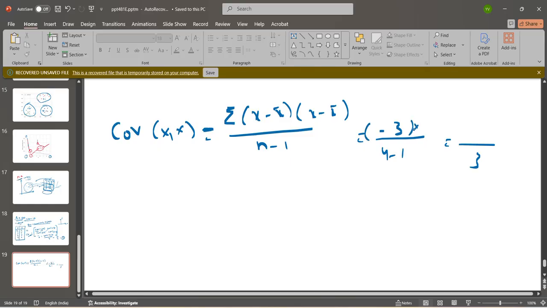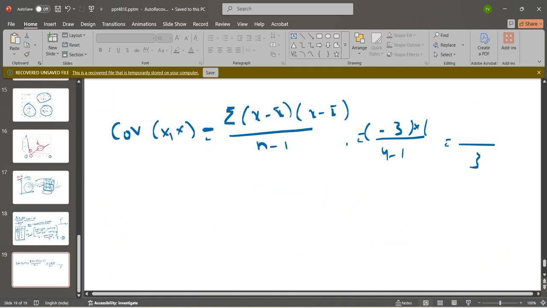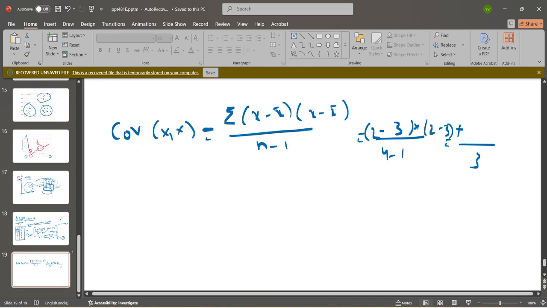And what does x minus x bar mean? See, the first point is 2, so 2 minus 3 into 2 minus 3, plus the remaining points: 4 minus 3, 2 minus 3, 4 minus 3, whole square. Obviously, these are squares only, right? That is why I am directly using the square. Again, (2 minus 3) whole square plus (4 minus 3) whole square. This is how I will get the covariance of x comma x.